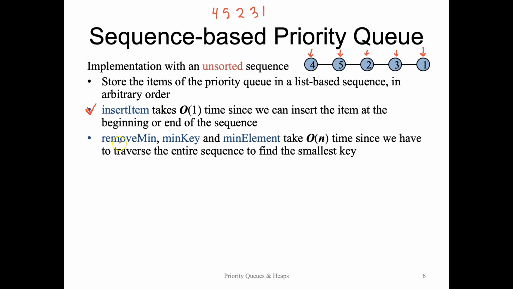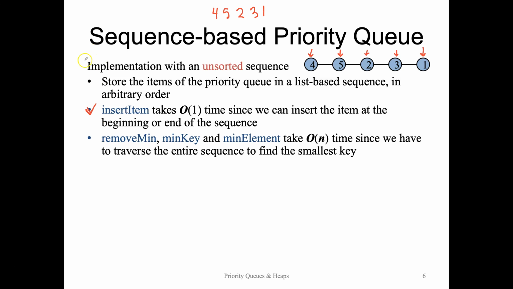So finding the item with the smallest key, either to remove it and return it, or just to return whichever element has the smallest key without actually removing it, this will become our more expensive operations. So these will be linear time if we use an unsorted sequence.